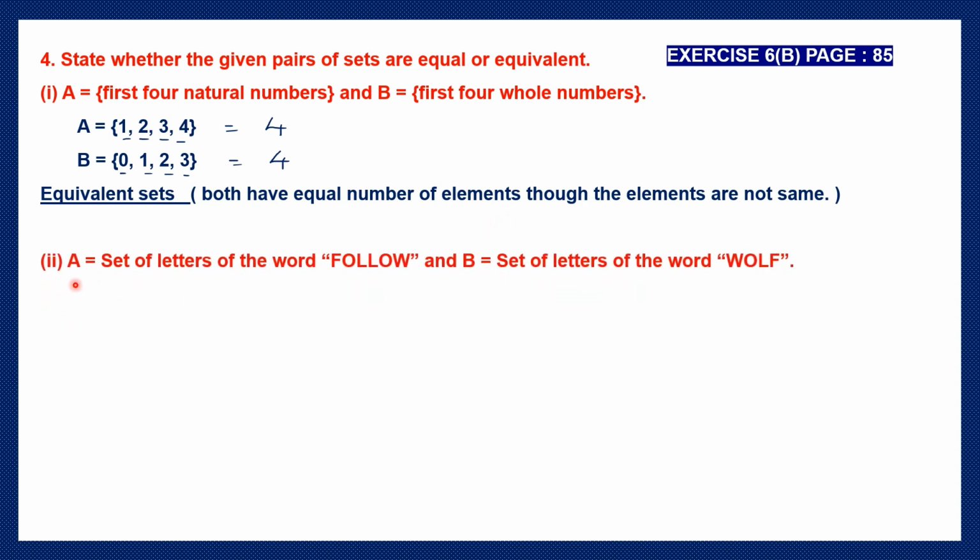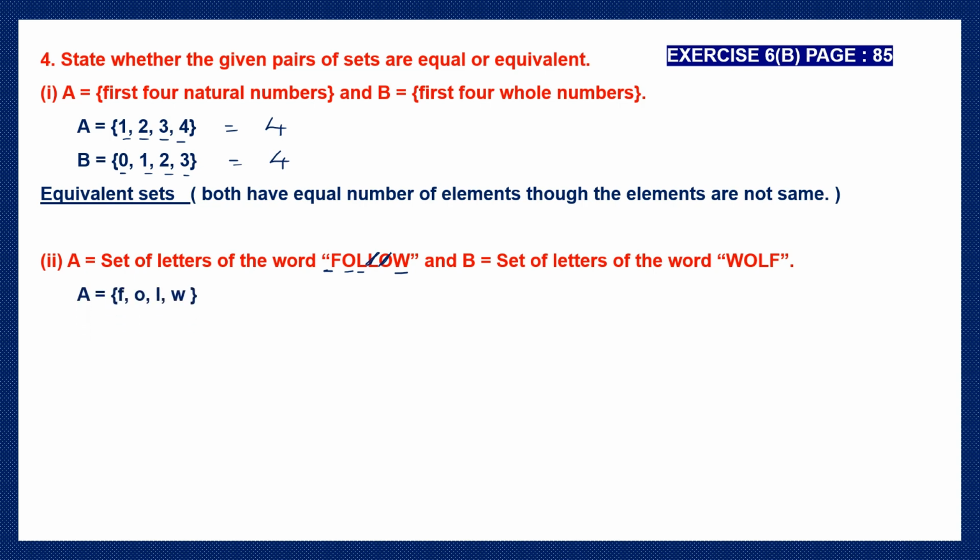Question 2. Set A is the set of letters of the word follow and B is the set of letters of the word wolf. So first let's write down the letters and see. For set A, we have to write the letters of the word follow. Remember, we cannot repeat. So what will we have? We'll have F, O, L. I cannot repeat L. I cannot repeat O and I have W. So F, O, L, W.